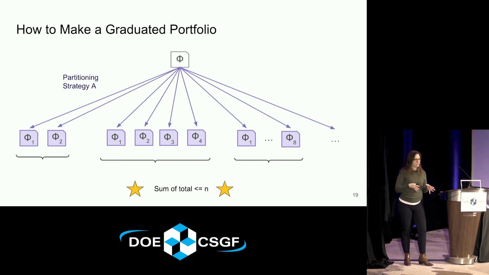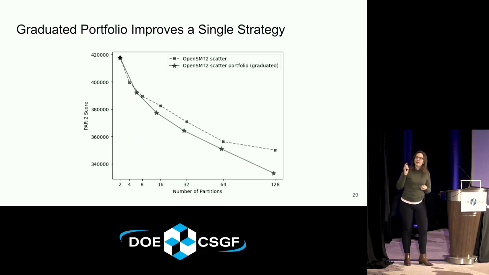So we took this graduated portfolio strategy, and we applied it to the OpenSMT2 strategy, completely unmodified. So we're not touching their partitioning strategy. We're just telling them how many partitions to make, and we're creating a portfolio. And we find that it improves the performance by quite a lot. And some of you may be asking, okay, is this statistically significant? The answer is yes, with a super, super small p-value, which is very exciting. So we do quite a lot better with this graduated portfolio strategy, but what else can we do?